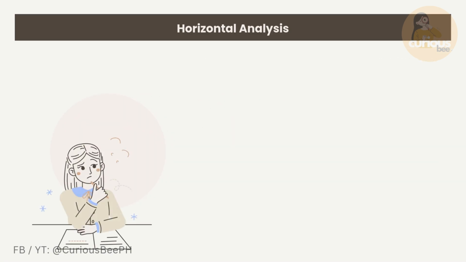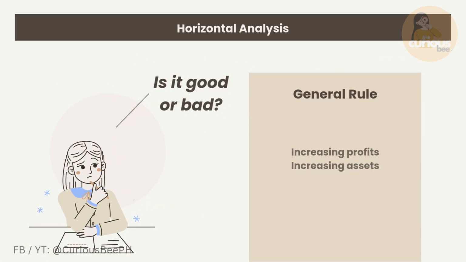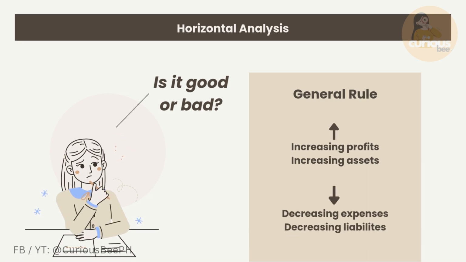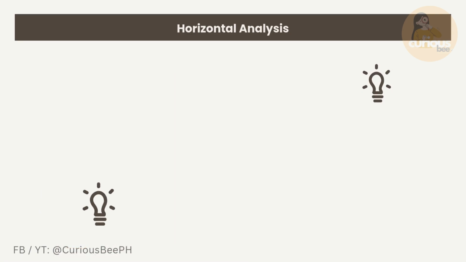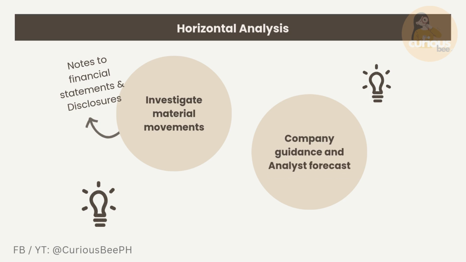Now we're back to the question, is this good or bad? As a general rule, we want profits and assets to increase, and we want expenses and liabilities to decrease. But a good habit to follow is to investigate material movements and form your judgments based on it. For this, you can use the notes to financial statements. You could also refer to the company's guidance or the analyst's forecast to check if the company underperformed or overperformed.